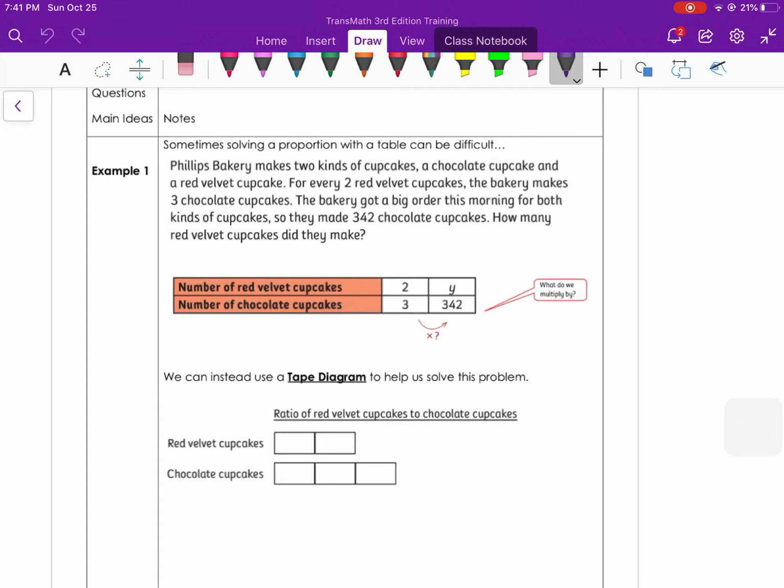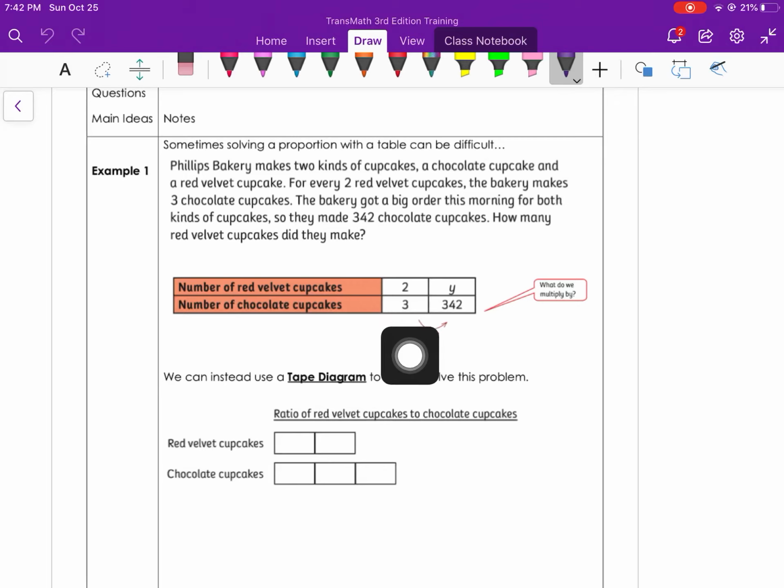The bakery got a big order this morning for both kinds of cupcakes. So they made 342 chocolate cupcakes. How many red velvet cupcakes did they make? And so we have red velvet to chocolate is 2 to 3. But then how many red velvet cupcakes did they make if they made 342 chocolate cupcakes?